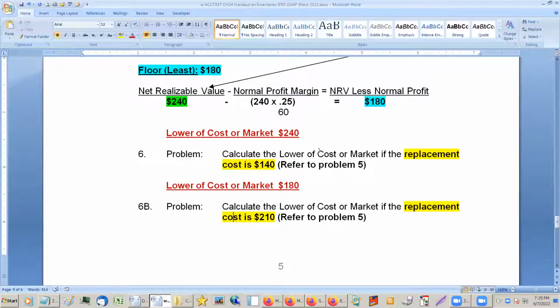Okay, so the replacement cost is 210. Now, that is actually in between our ceiling and our floor, right? So that's okay. Then we'll just use the 210. If the replacement cost is in between, we can just use whatever the replacement cost is. This will be the only one of these three that uses the replacement cost, because it's in there. And you'll notice that 180, 210, 240, it's the one in the middle. So lower cost or market for this one would be 210.